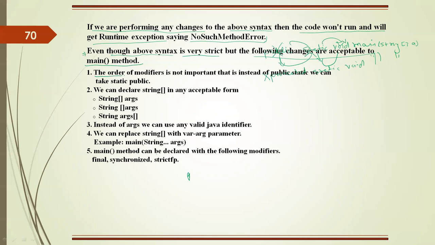So now, the order of modifiers is not important. That is, instead of public static, we can use static public, like that. But you cannot change void. Void should be there before the method name. If you change the void, it will give an error.